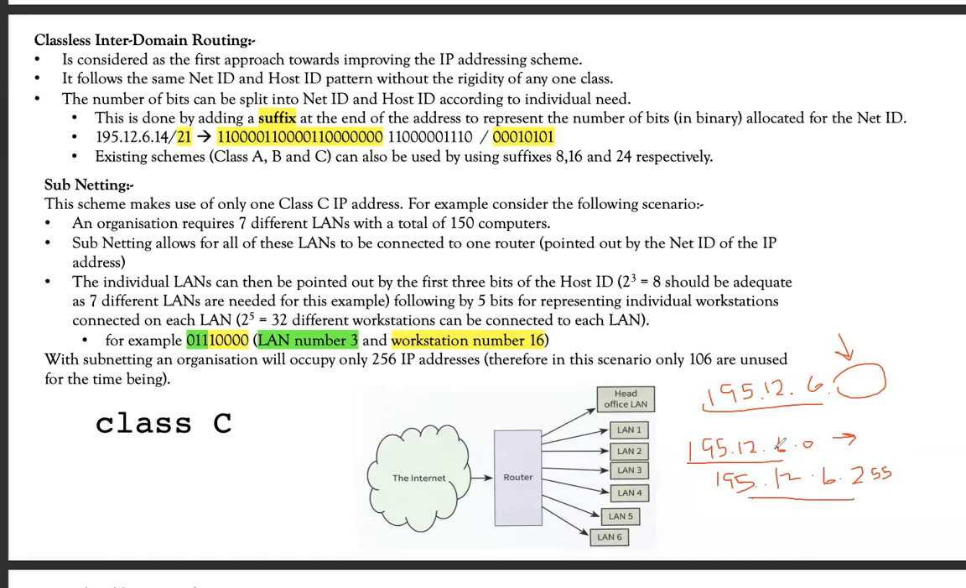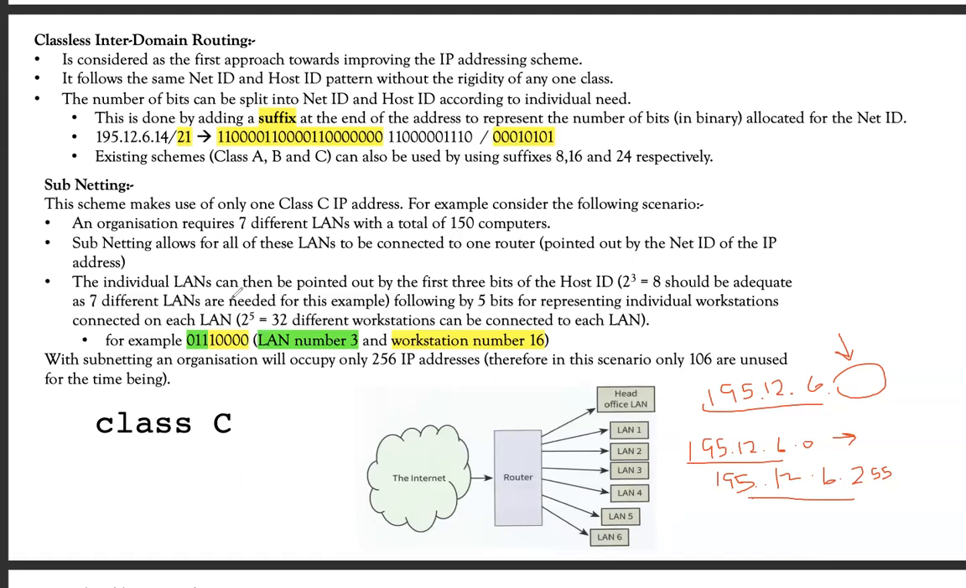195.12.6.0 to 255, that's 256 addresses. Now that means I've occupied only 256 IP addresses. But the thing is, in those IP addresses, I'm using the same net ID. So how will I be able to identify the different networks on that IP address? Now, this is where the interesting part begins.